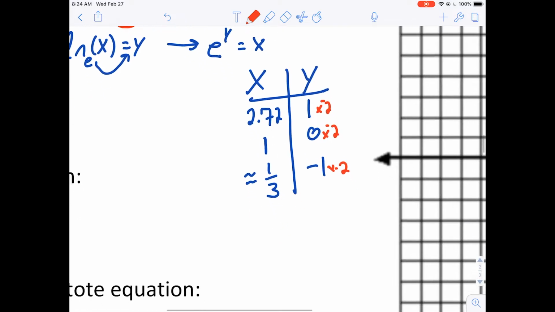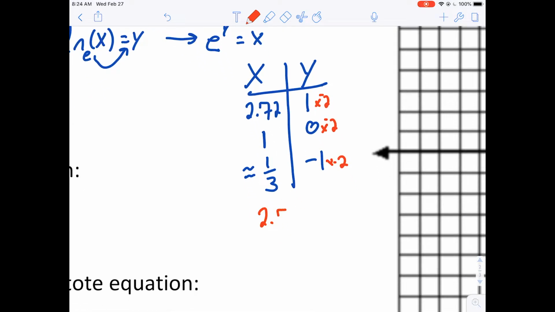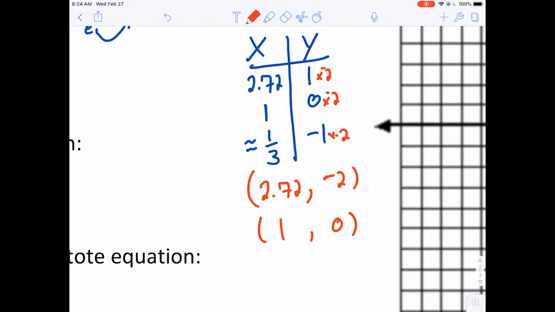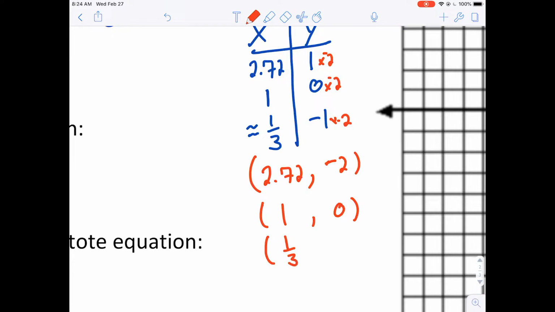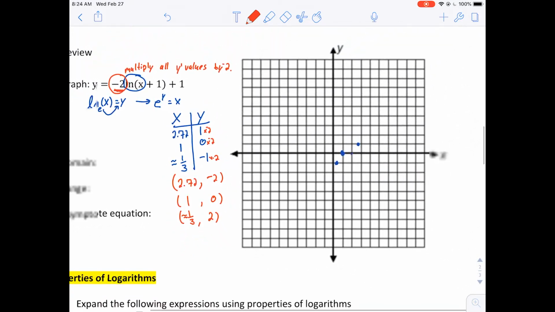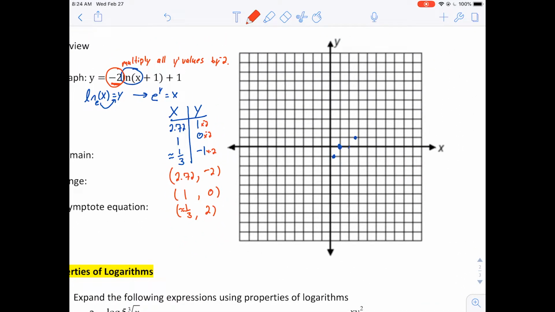Sorry about that. Okay, so then we have 2.72, comma, -2. We have 1, comma, 0. And we have 1/3 approximately, comma, 2. So then these are the new points we can graph. So we're going to go 2.72 down 2. 1, 0 stays the same. And then up to 1/3.